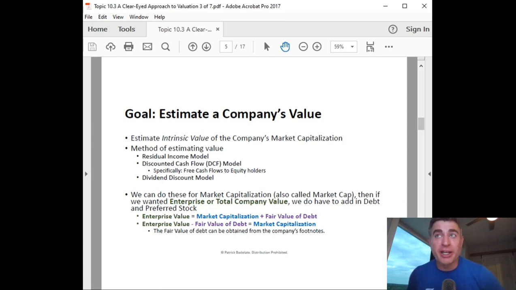You're not done by using market cap. You simply have to add in the fair value of the debt and any preferred stock if there is any. But that's it. So say, hey, I need enterprise value. Okay, estimate the market capitalization as we're going to cover, and then just add in the fair value of the debt, which can either be on the balance sheet or obtained in the footnotes, but it'll definitely be one of those two places. So the focus here is on market cap. If you need an enterprise value, you've got one more addition step to cover.